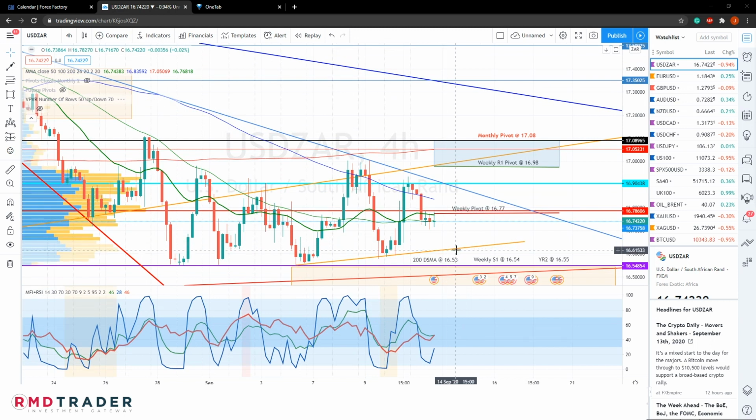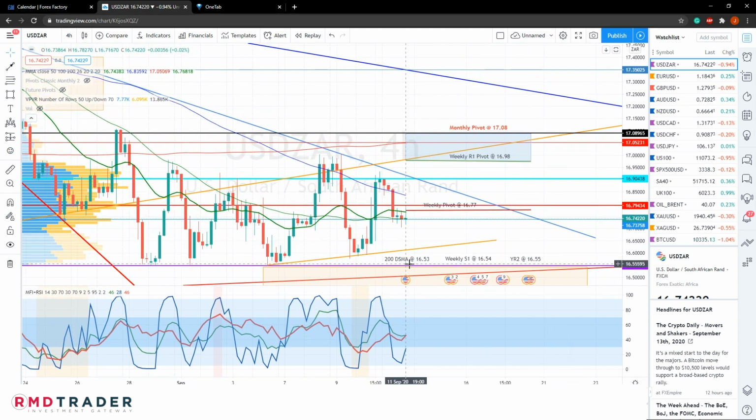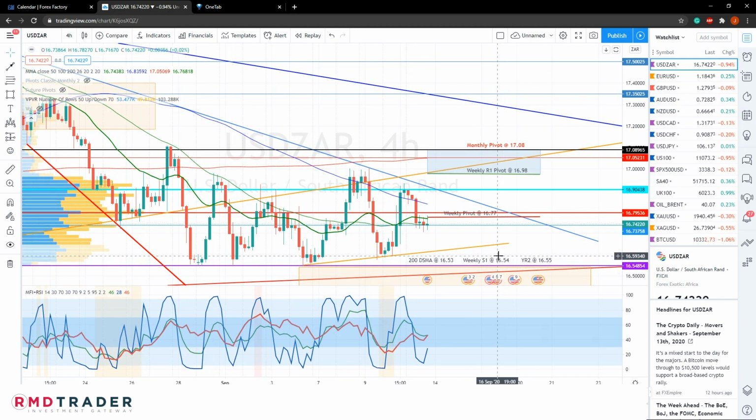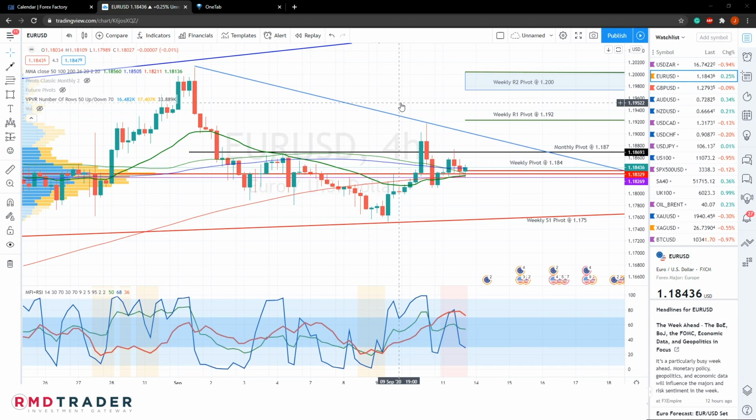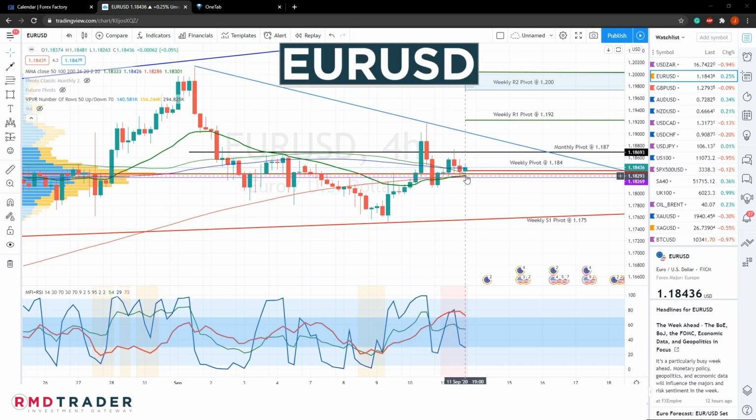However, if we see any close, or even some price action below it, it's very likely that we will again retest this major area of support at 16.55, and that is quite a few different areas of support, including the 200 daily SMA, the weekly S1 pivot at 16.54, and then of course the big one, the yearly R2 at 16.55. Should we close below that, the area to look out for would be the monthly S1 pivot at 16.40.